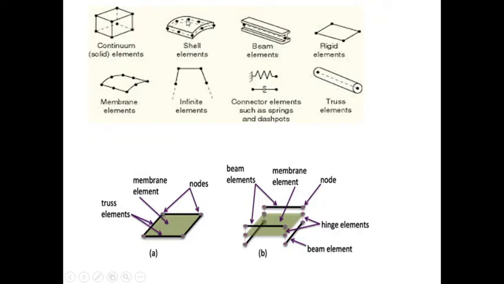Now one more I'll show you here. This is called the shell elements: the beam elements, rigid elements, truss elements, a single line shown here. Then membrane elements you can see here. This is a membrane element, and these are the nodes for the membrane element. This part is a membrane. This is the truss element which is joining. It is shown in a detailed manner. These are the beam elements, and the hinges or the nodes are here.